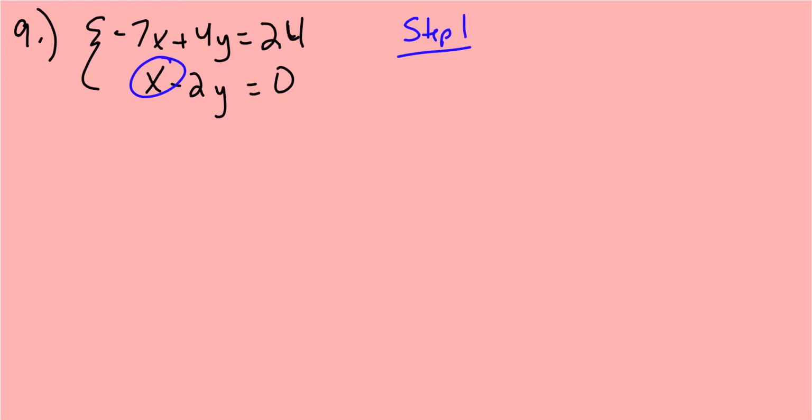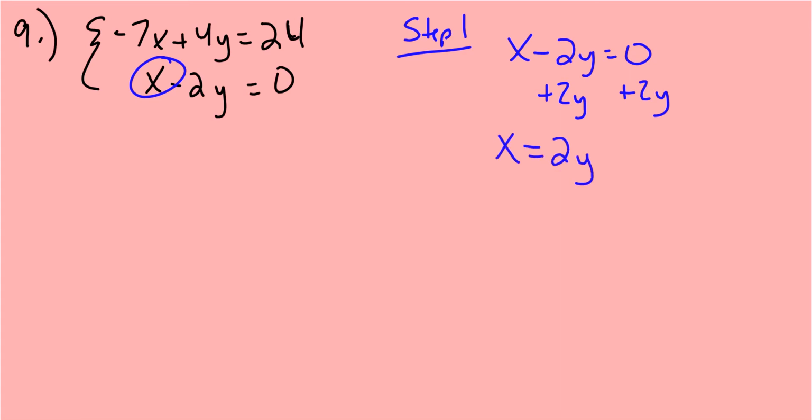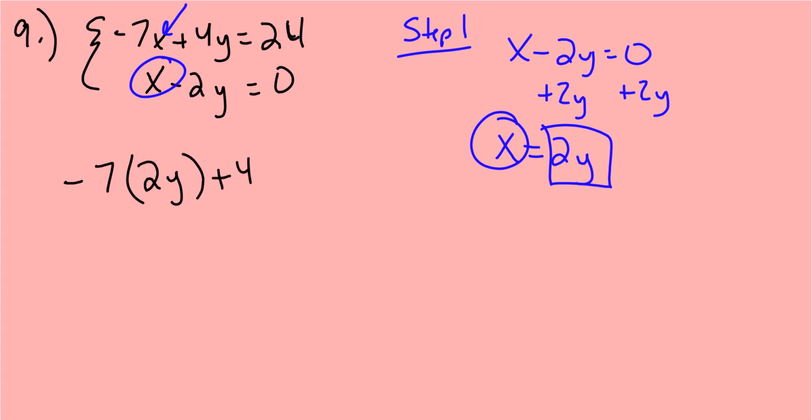So step 1 says I'm going to pick the bottom x. I'm going to get that bottom x all by itself. So to do that, I'm going to add 2y to both sides. So that means I end up with x equals 2y. So there's my circle x, and my box is 2y, which means in the top equation, I'm going to rewrite the top equation. For wherever I see an x, I'm going to put 2y. So I'm going to put negative 7, but instead of x, I'm going to put 2y plus 4y equals 24. I end up with minus 14y plus 4y equals 24.